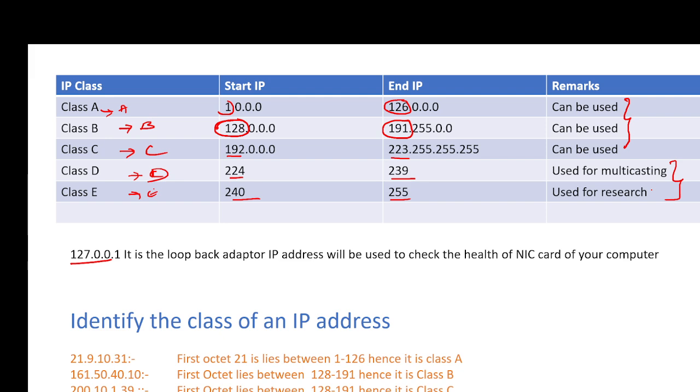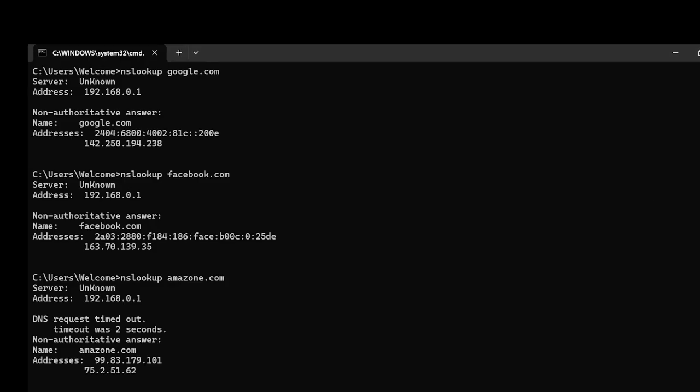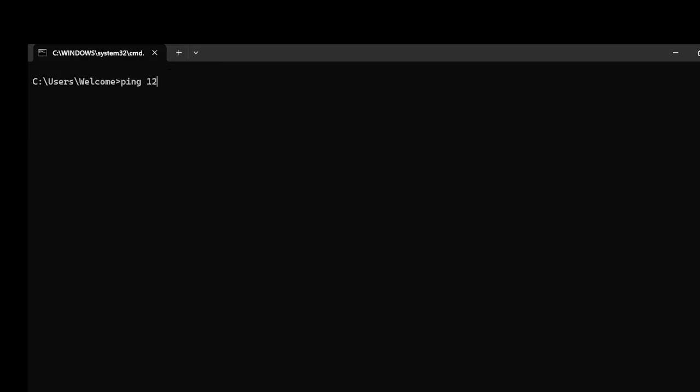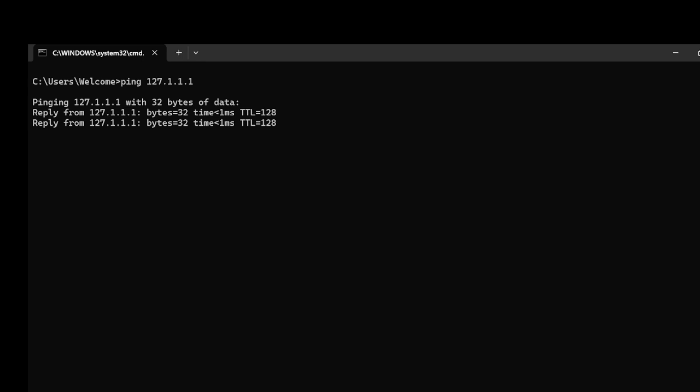The last three numbers can be anything you can write, like 127.123, 127.100.1.201, or 250. Only if the first number starts with 127, that means that is the loopback adapter IP address. Every network interface card will have an IP address called the loopback IP address. You can go to the command prompt and type ping 127.1.1.1, and if you hit enter, you will see the response.